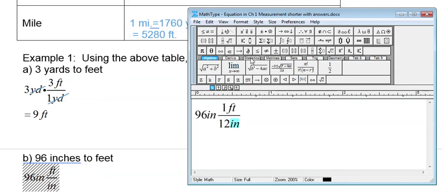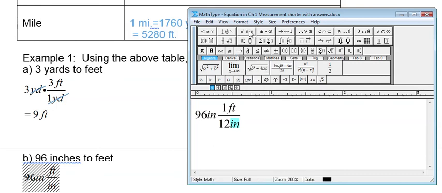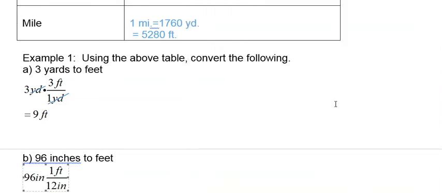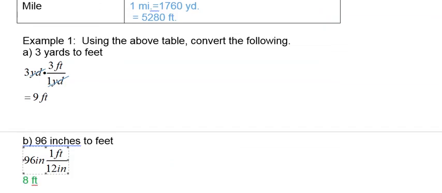And I might even be able to show that in here. No strike through. And so when we do this conversion, inches cancels inches, we're left with feet. So 96 divided by 12 gives us 8 feet.